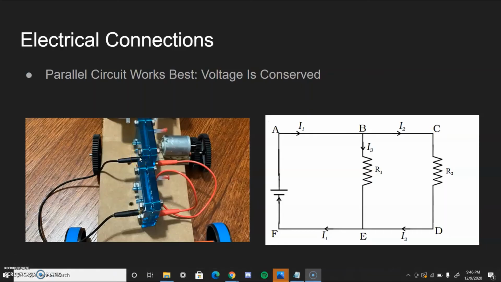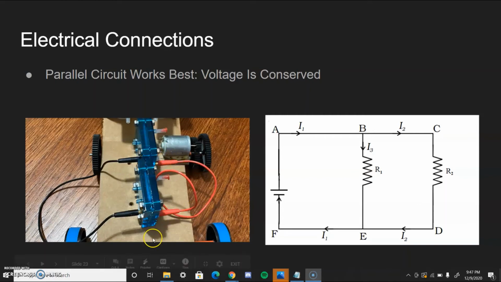We also did some additional research on electrical connections and circuitry, and we concluded that parallel circuits would actually work the best because voltage is conserved, whereas in a series circuit, voltage is not conserved. And this is a picture of the wiring of our car. As you can see in this picture, the cathode side is hooked up to the cathode side, and the cathode side, to be specific, is the H2 side. The H2 sides are hooked up via this black wire, and the O2 sides, which are the anode sides, are hooked up via this red wire.